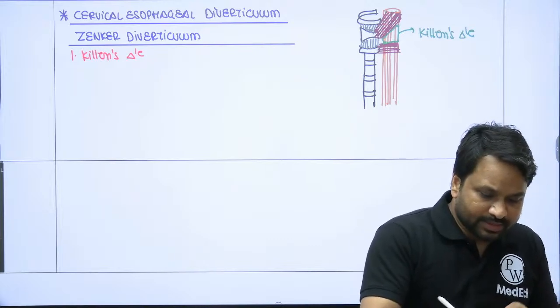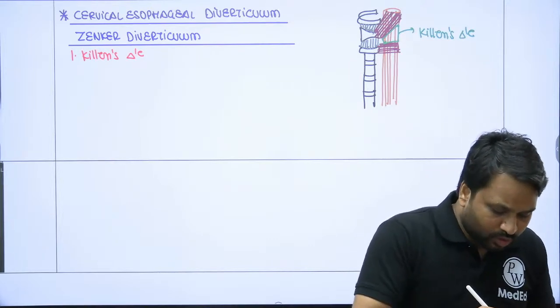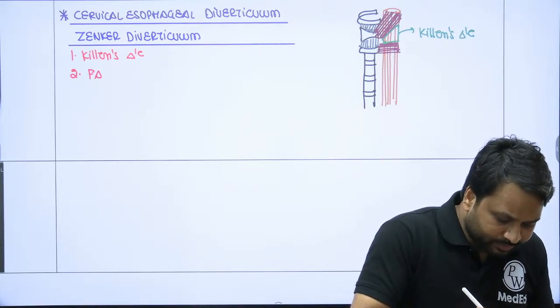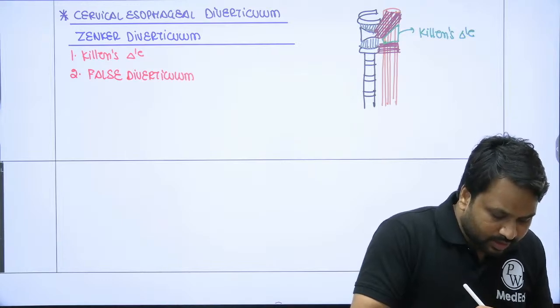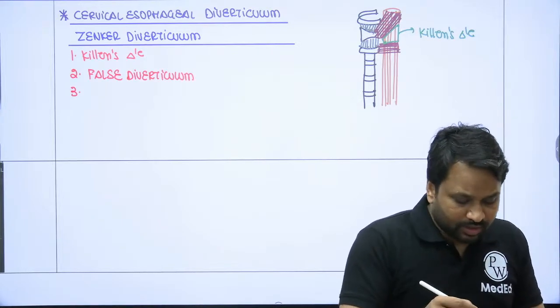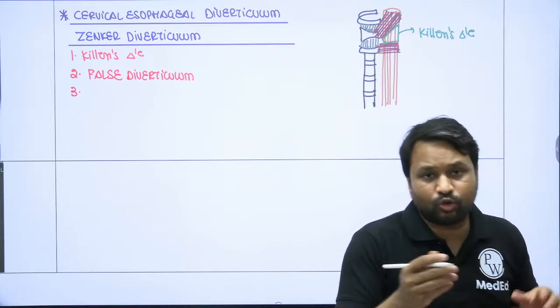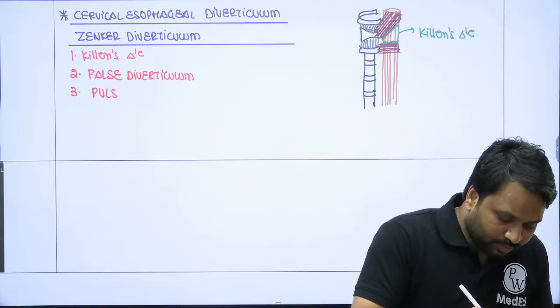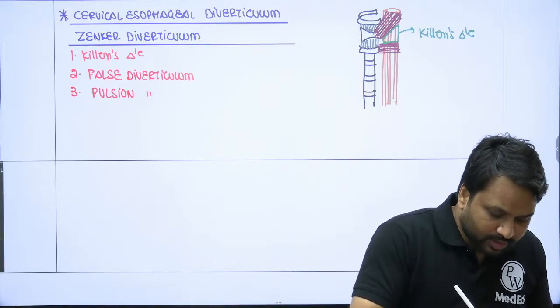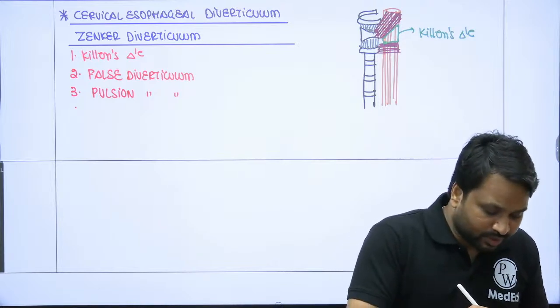Now, second thing, Zenker's diverticulum is an example of a false diverticulum, right? Number three, there are two varieties, pulsion or traction diverticulum. This is an example of a pulsion diverticulum.